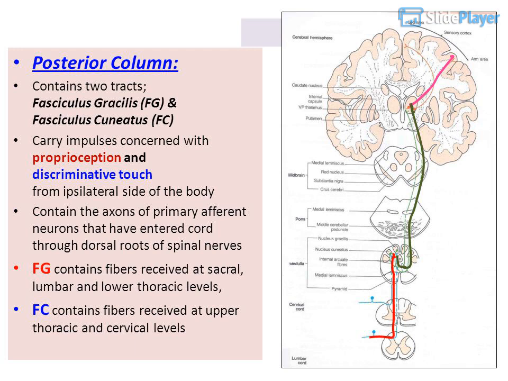It contains 2 tracts, fasciculus gracilis, FG, and fasciculus cuneatus, FC. They carry impulses concerned with proprioception and discriminative touch from the ipsilateral side of the body. They contain the axons of primary afferent neurons that have entered the cord through dorsal roots of spinal nerves. FG contains fibers received at sacral, lumbar and lower thoracic levels. FC contains fibers received at upper thoracic and cervical levels.